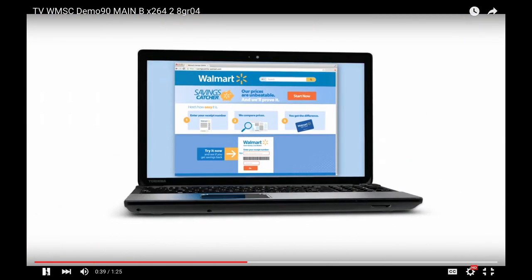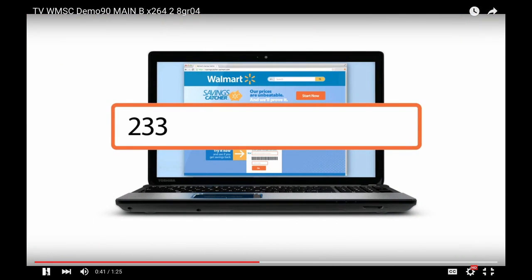Or go to walmart.com/savingscatcher and enter your receipt number into your account. That's all you have to do. Savings Catcher does the rest.